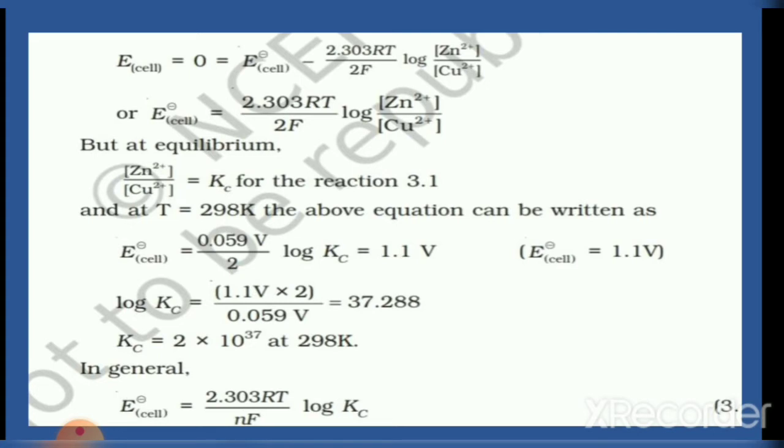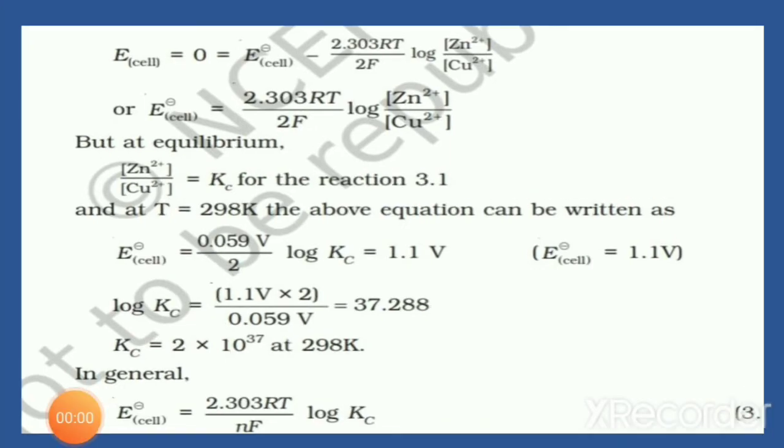Now, how to get Kc, equilibrium constant, if we know log Kc? Log Kc is equal to 37.288. Therefore, Kc will be equal to anti-log of 37.288, which will be equal to 2 into 10 raised to 37. In general, E naught cell will be equal to 2.303 RT by nF log Kc.